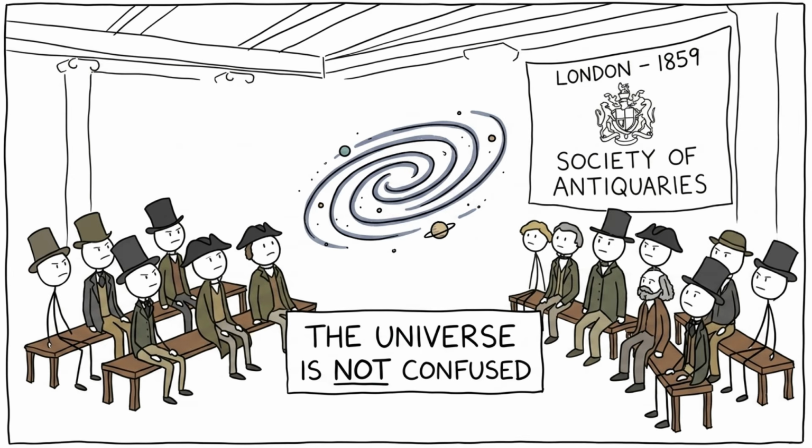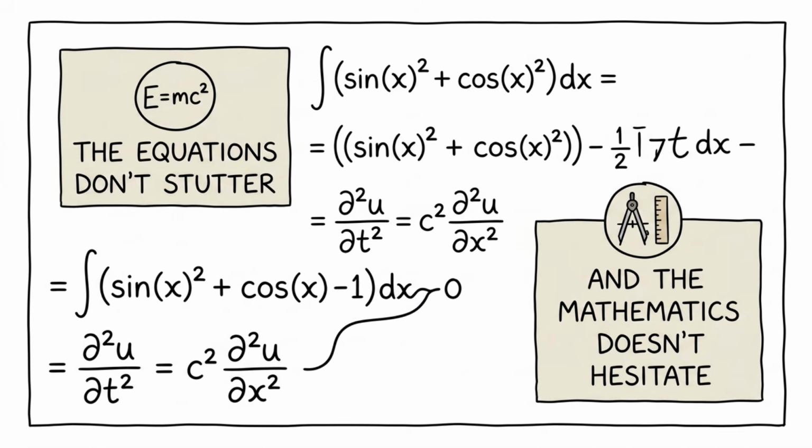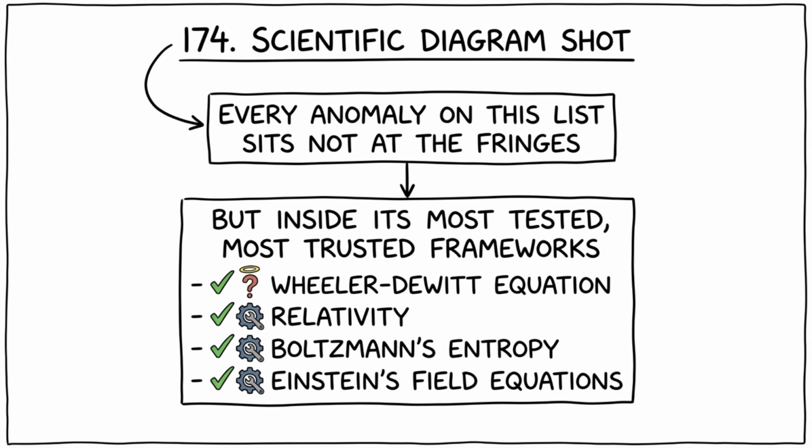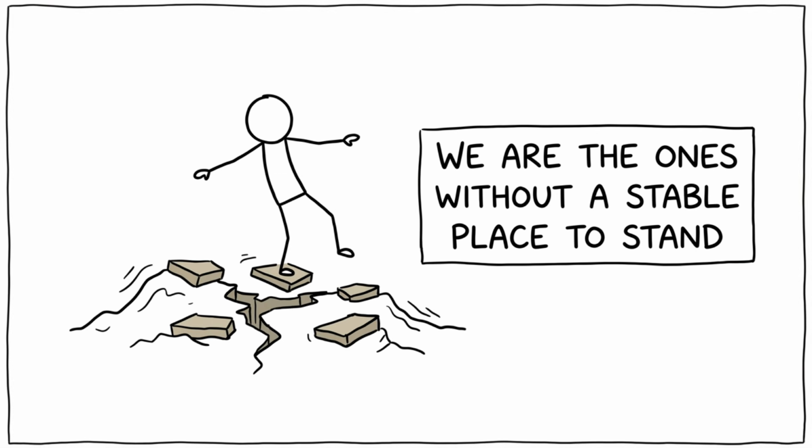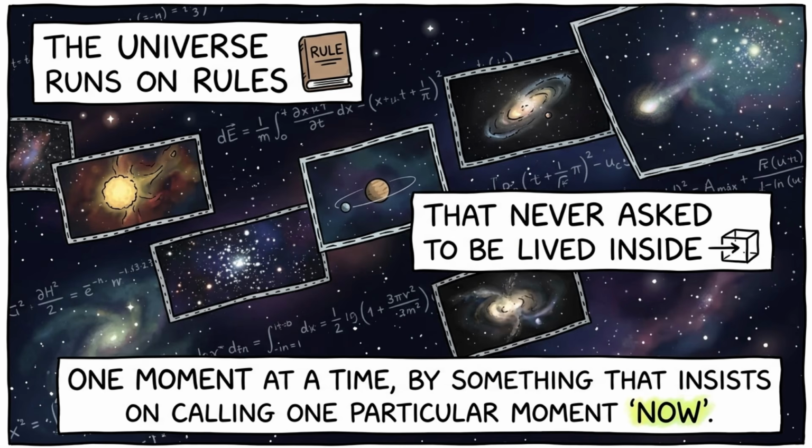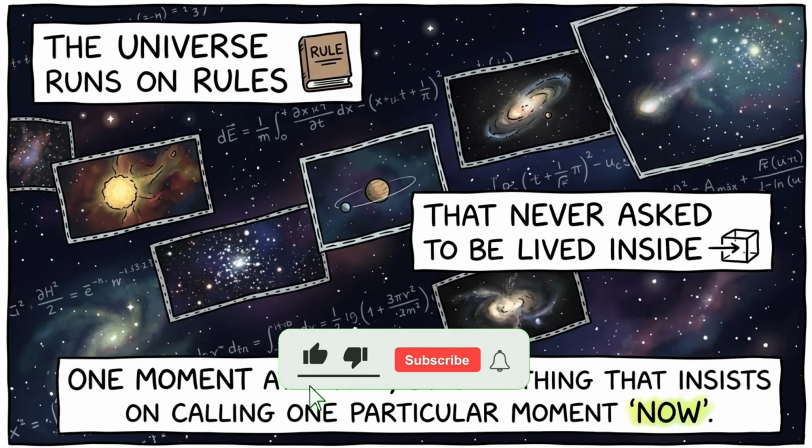The universe is not confused. The equations don't stutter and the mathematics doesn't hesitate. Every anomaly on this list sits not at the fringes of physics, but inside its most tested, most trusted frameworks, in the Wheeler-DeWitt equation, in relativity, in Boltzmann's entropy, in Einstein's own field equations. We are the ones without a stable place to stand. The universe runs on rules that never ask to be lived inside, one moment at a time, by something that insists on calling one particular moment now.